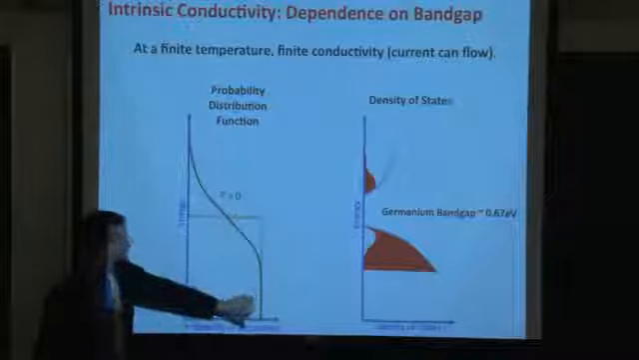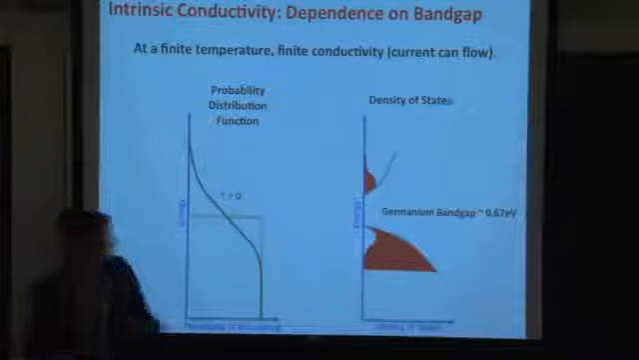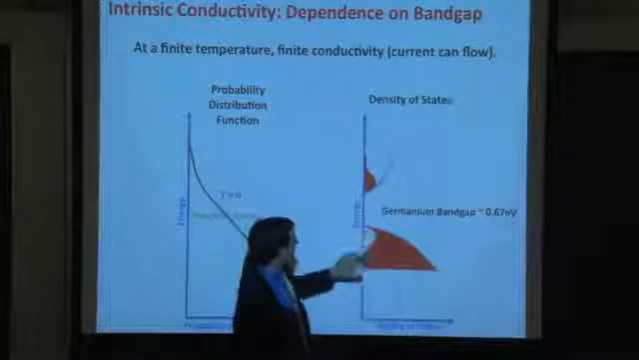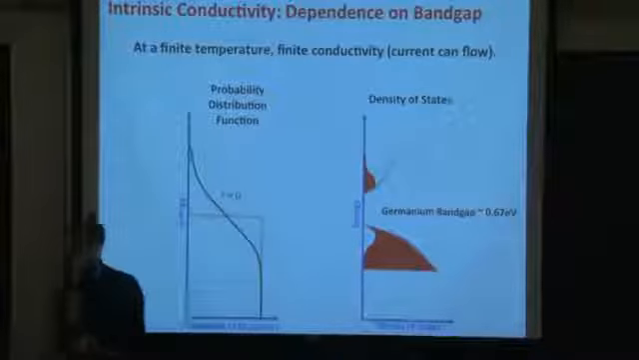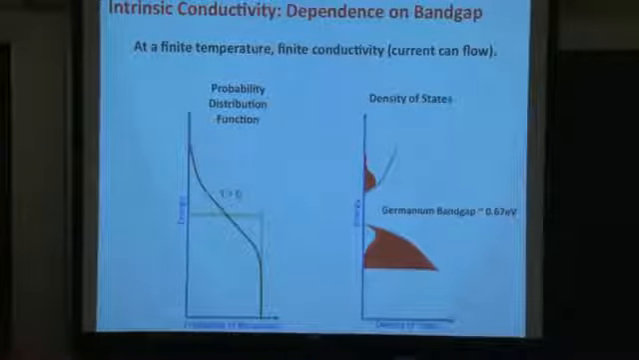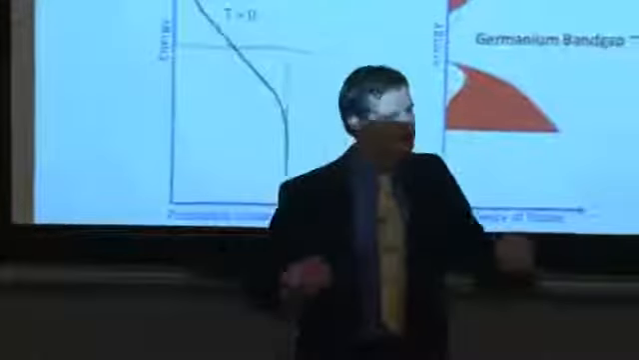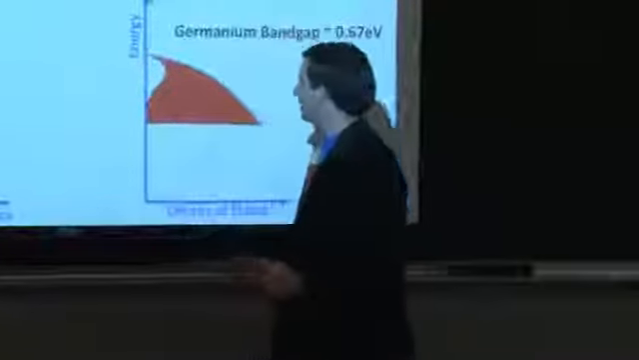Same probability distribution function because we're at the same temperature. But now we have a smaller band gap, so we have a higher density of free carriers. And true story, germanium was one of the first crystals to be purified during the early days of semiconductors, and silicon was following germanium.